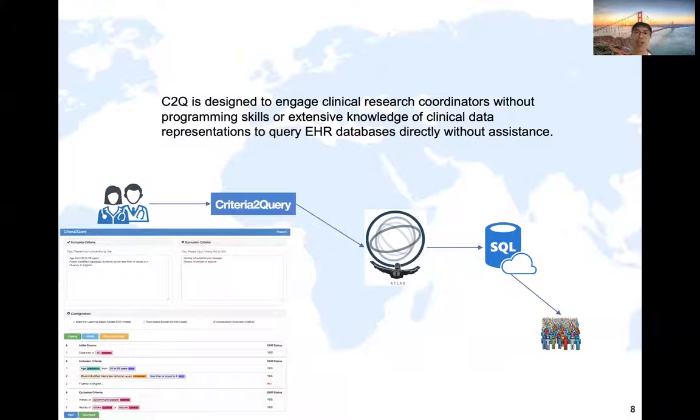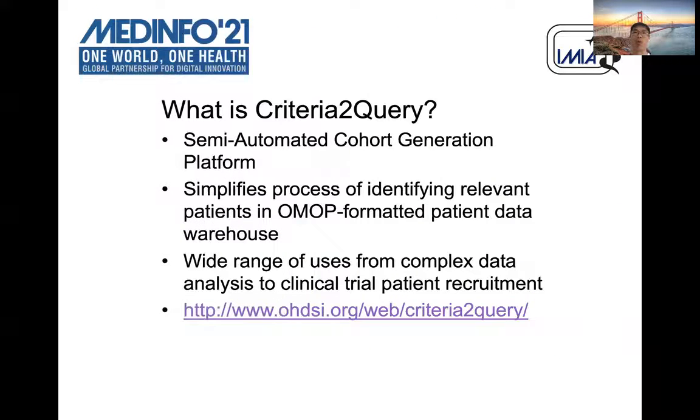So here's the criteria query. Criteria query is designed to engage PIs or clinical research coordinators without any programming skills or any extensive knowledge about clinical data models. So they can just write in free language, and the criteria query will transfer this free language into computer understandable code. So the SQL query will be generated to query the database. So that's why we call it criteria query. It's a cohort generation platform going from free text to SQL query. It simplifies the process of identifying relevant patients in an OMOP formatted patient database.